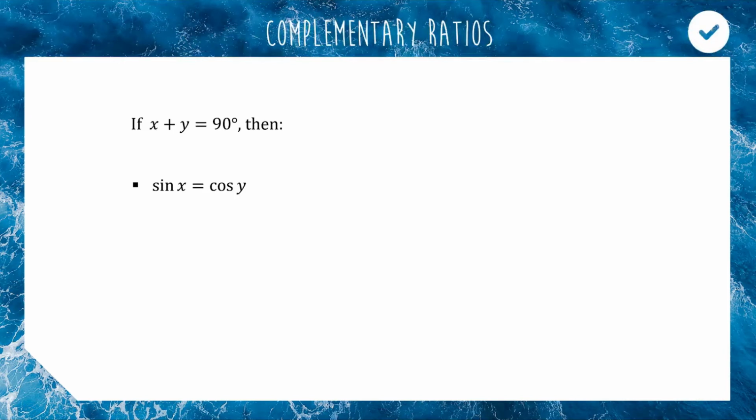This is why we've seen, like when we were doing exact values, that sine 30 and cos 60 have the same value, because 30 plus 60 makes 90. So to see why this works, we've got a triangle here. This is not a real triangle, by the way. These sides don't work with these angles, but anyway, it doesn't matter.